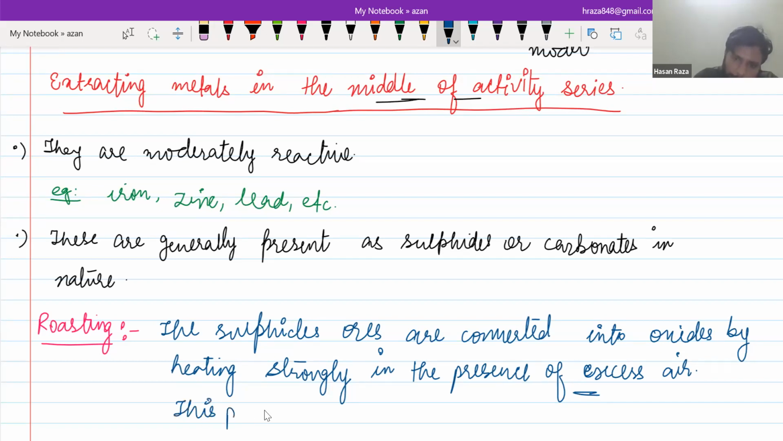Please do write it. Then I will go for calcination. Basically, calcination is in limited air, while roasting is in excess air. So it's very easy to understand. Roasting is heating the sulfide ores in the presence of excess air, and calcination is heating of carbonate ores to convert them into oxides in limited air. This is the difference.